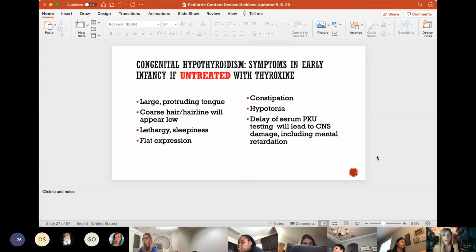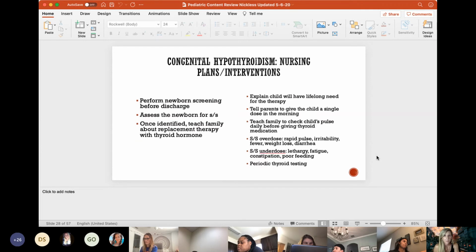So a lot of times we want to test for this, especially with PKU, which we're going to talk about a little bit, because it can lead to intellectual deficits. All right. So the biggest thing here is we want to make sure we're performing that newborn screening before discharge and assess the newborn for signs and symptoms of this.